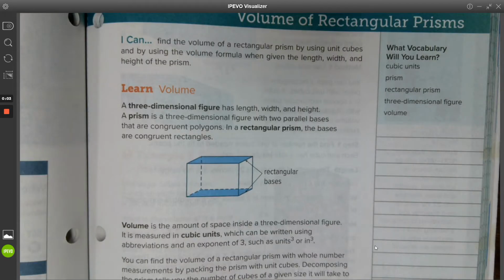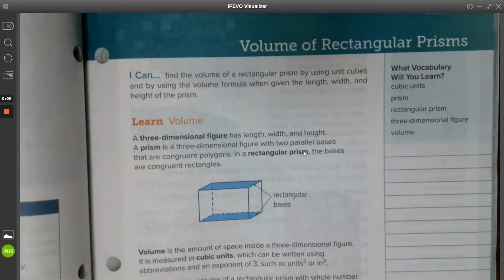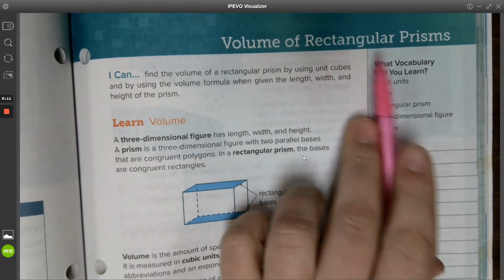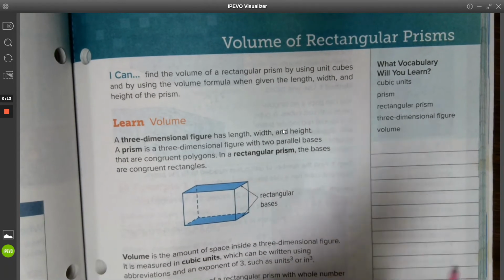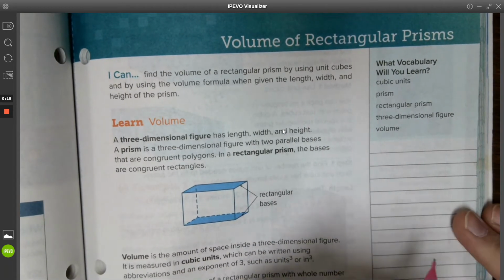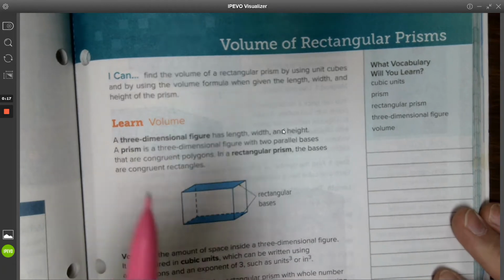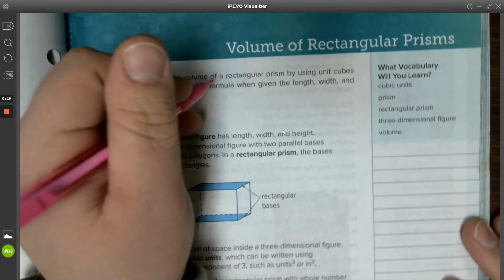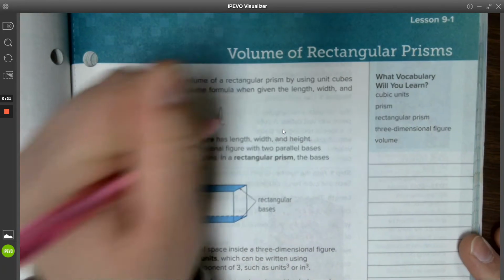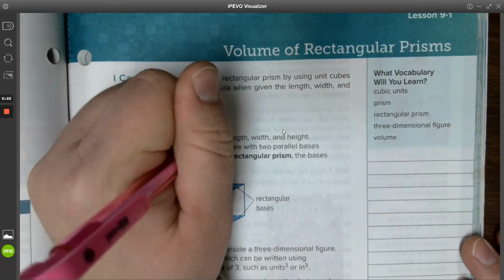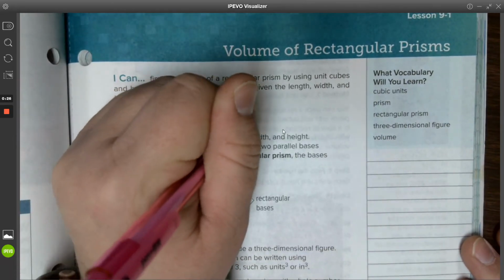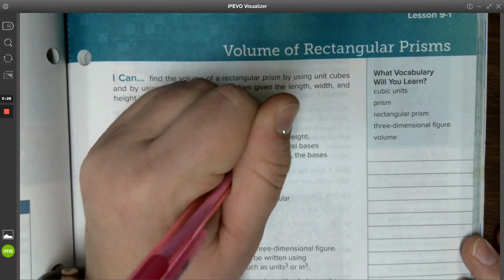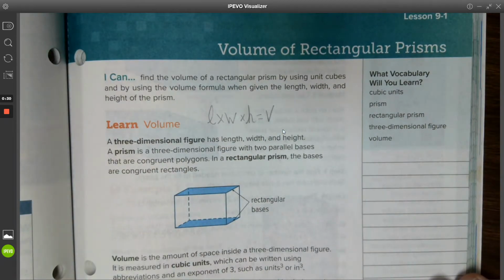Hi everybody, today we are going to begin our unit on volume and surface area. So our first lesson today will be all about the volume of rectangular prisms. You probably have talked about volume before, and you probably even know that to find volume, you simply take the length times the width times the height, and that will give you the volume of a rectangular prism.